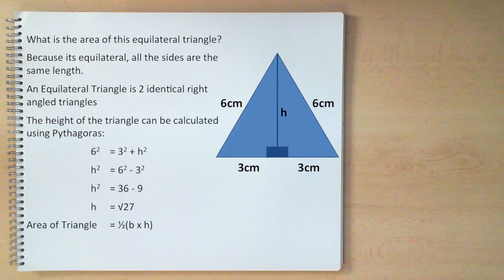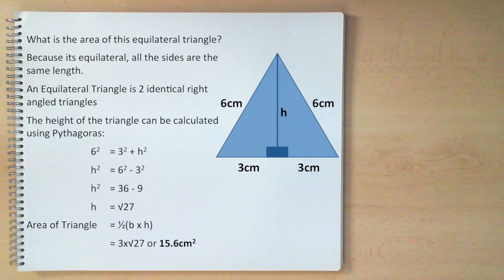So the area of the triangle, and we know that the area of a triangle is half the base times the height, is a half times 6, which is the base of the original triangle, times the height, which is root 27. And that turns out to give us a solution of 15.6 centimeters squared for the original equilateral triangle.